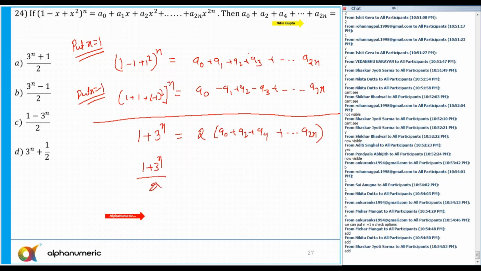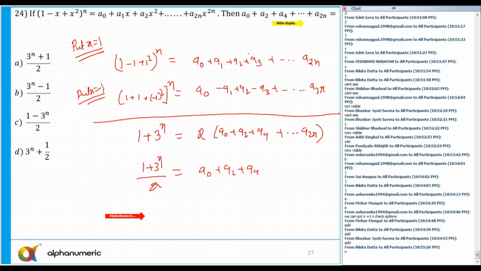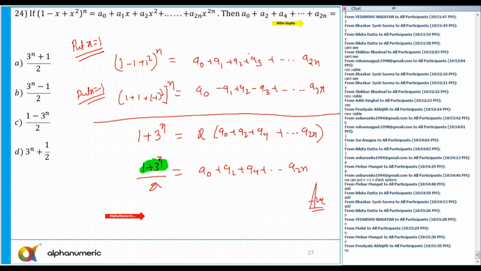Any doubts to anyone now? This is a common approach, putting x equal to 1 and minus 1, so that the terms cancel. The other approach is by using options. The result must be true for any values of n. So put x equal to 0. On the right hand side, I'll get only one term, which is a0. And on the left hand side, if I put x equal to 0, I'll get 1. So a0 is equal to 1.